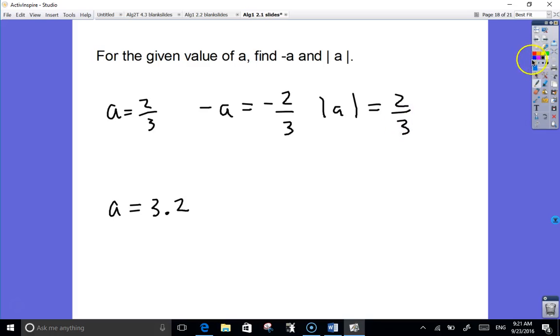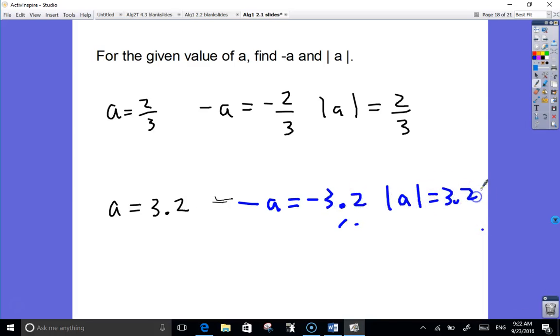Okay, how about the next one? If A is 3.2, what is the opposite of A? What did I do here? Okay, right. Negative A equals negative 3.2, and the absolute value of A equals 3.2. Should have had a negative in there.